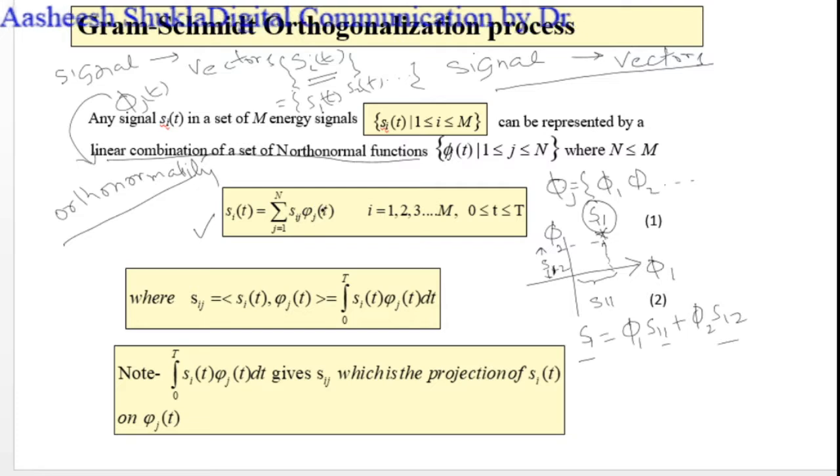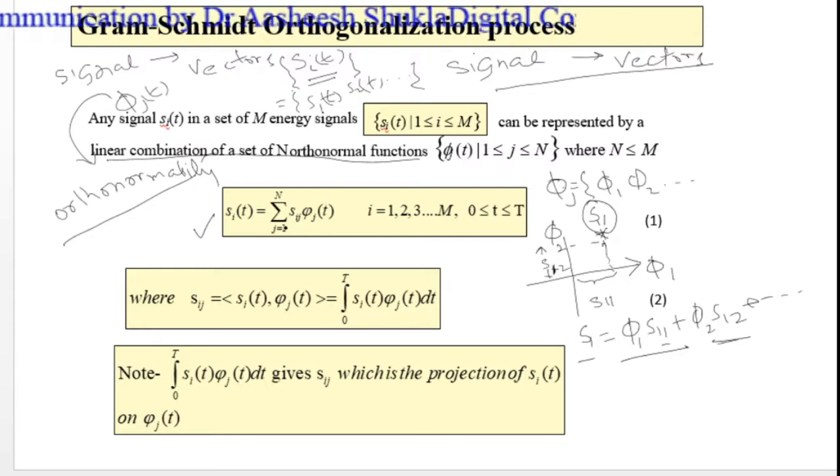So the sum of Sij phi j(t). Sij means S when i is equal to 1, so it will be equal to S1(t). When i is equal to 1 and j is equal to 1, it will become S11 phi 1(t). Then you can have S12, because i is fixed, S12 phi 2(t), and so on. For example, this is for i, then you can have S2(t), S3(t), S4(t), and you can have a vector set which can be represented with the help of this phi.